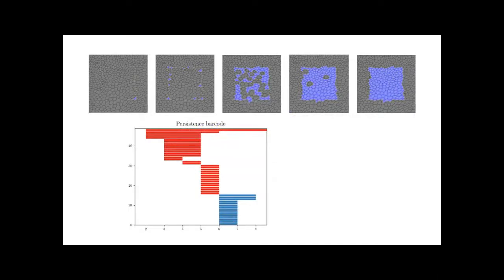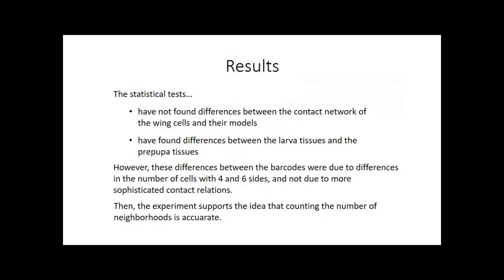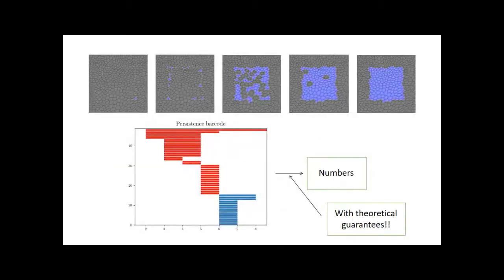And this information is again summarized in a barcode. The red bars are the connected components, and the blue bars are the cycles. Okay. And then we need numbers. So we need to somehow calculate numbers from this barcode so I can apply statistics. I'm not telling how we calculate these numbers, but if you are curious, you can ask later as well.